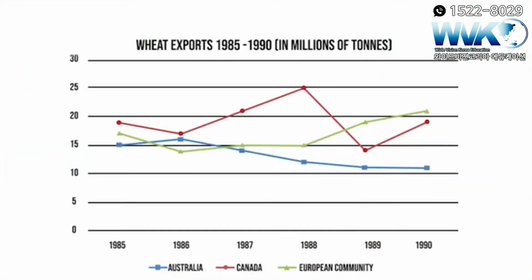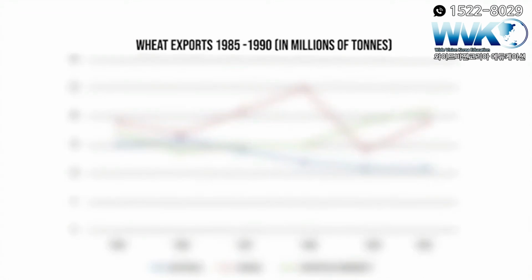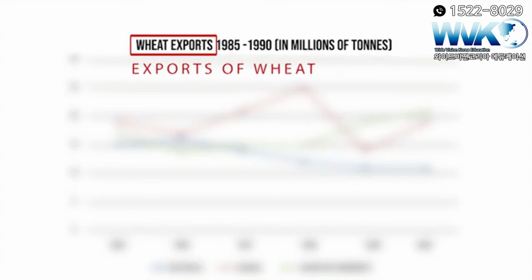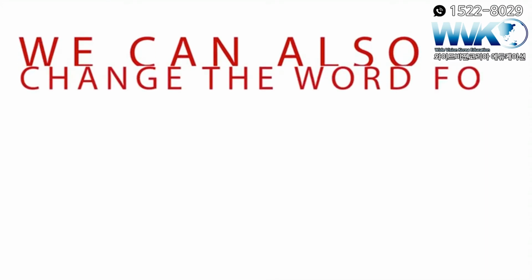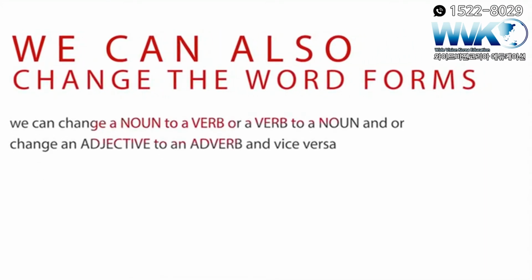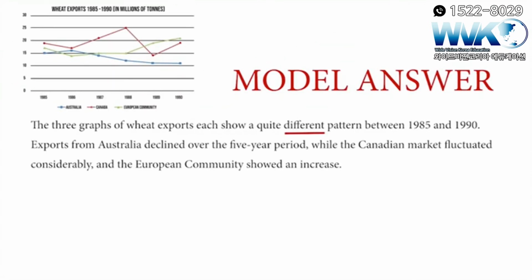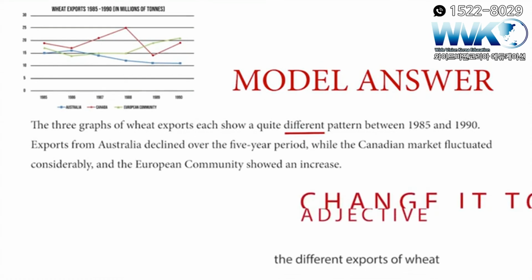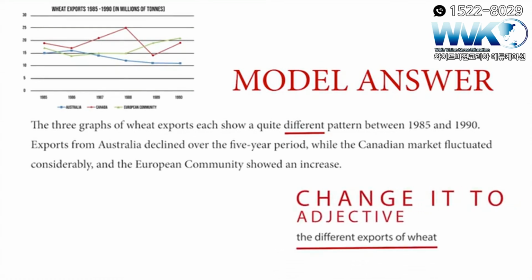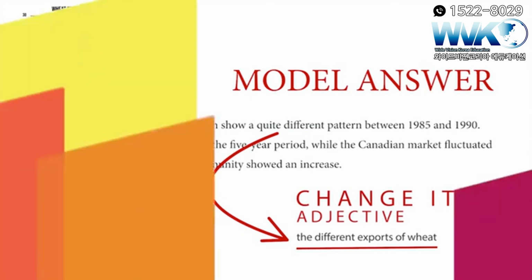Now let's take this into more focus. It says here, wheat exports. This can be changed to exports of wheat. That's just one way for us to actually change the word order. Moving on, we can also change the word forms, meaning to say that we can change a noun to a verb or a verb to a noun, and or change an adjective to an adverb and vice versa. To illustrate, let's look at the word different here in the first sentence. We can change it into an adjective and come up with the different exports of wheat.